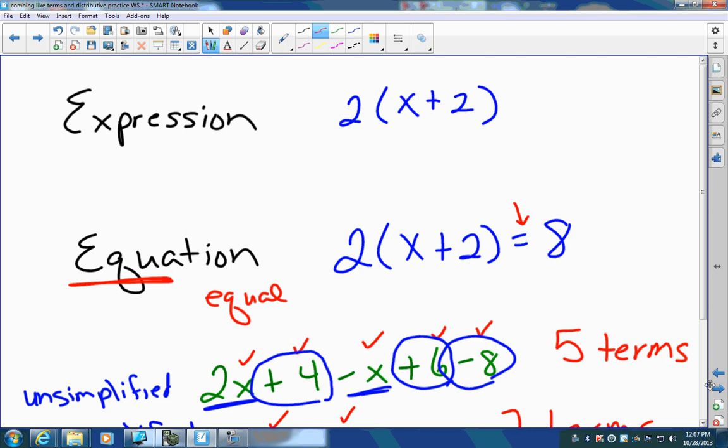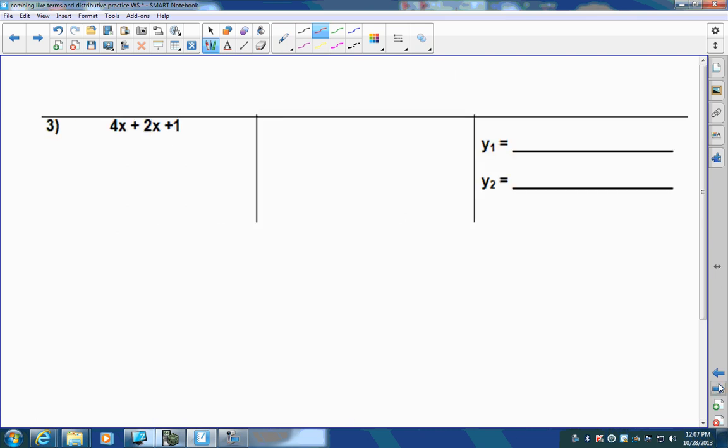All right, let's look at number 3. Here we go. Right here in the middle part is the tiles. We need to draw the tiles. So I have 4 x's. 1, 2, 3, and 4. Plus 2x. I've got 2 positive x's. And then plus 1.